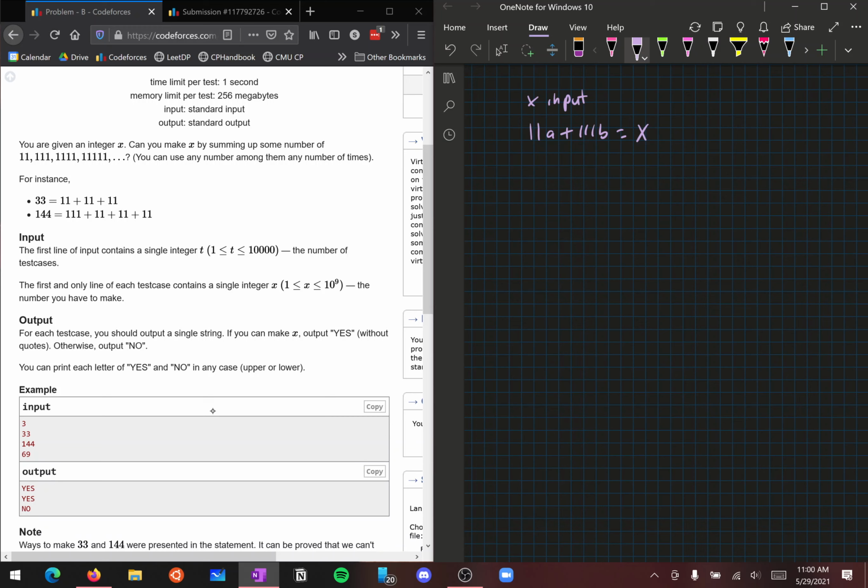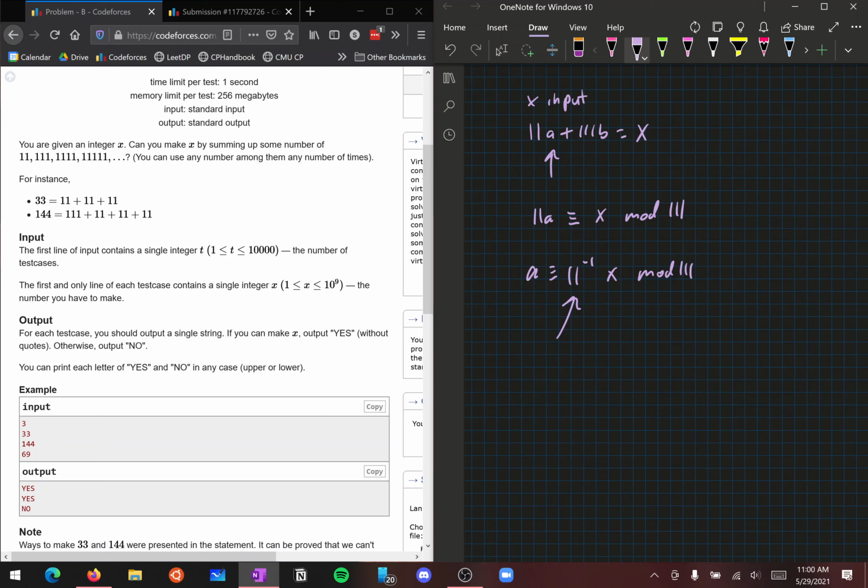And so I talked about the high-level solution based on the healthy UG video that I linked in the description of that video. The idea is you want to solve for a. So you take the modulo of both sides, and then you get 11a is congruent to x mod 111. And so you can solve for a just by taking the modular inverse of 11 multiplied by x mod 111, right?